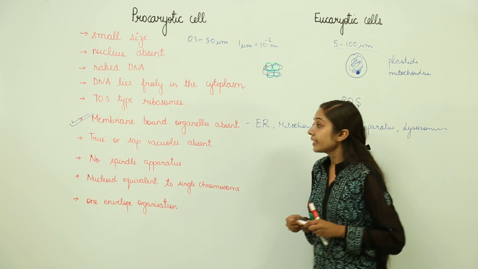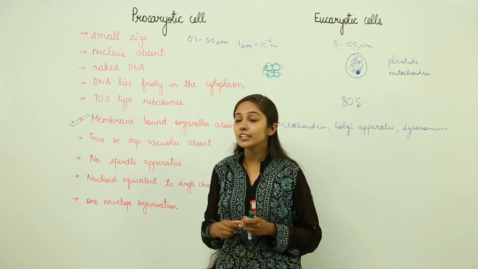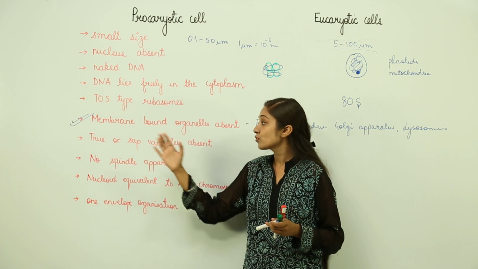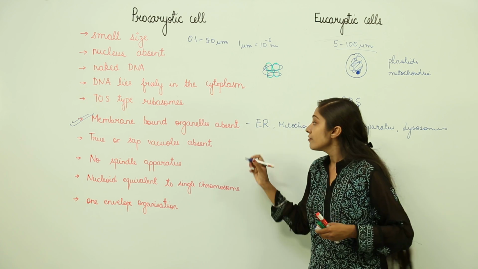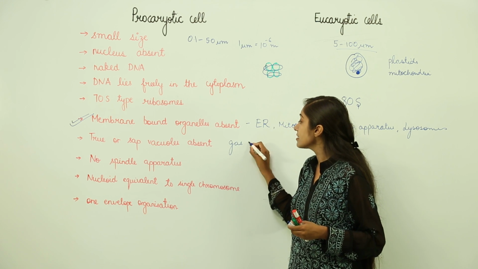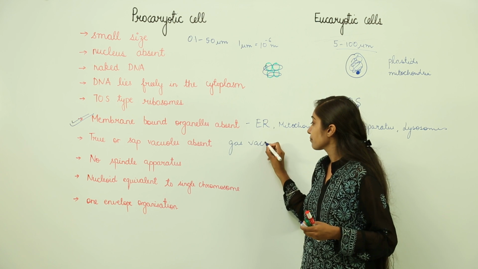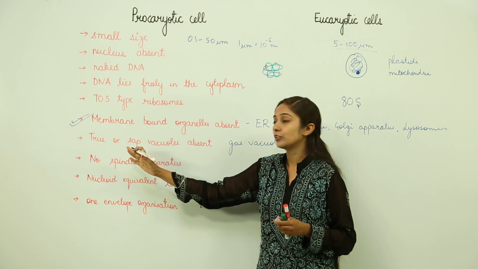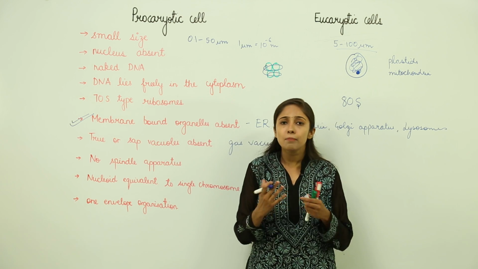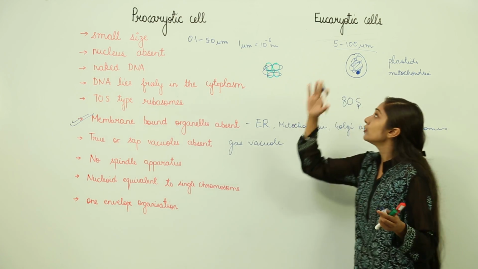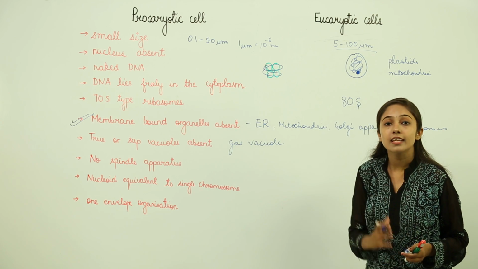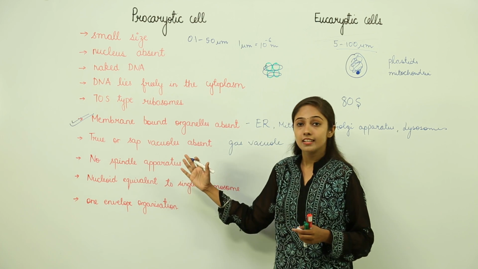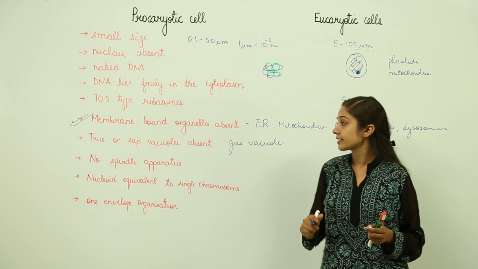Remember this. Then in a prokaryotic cell, true or sap vacuoles are absent. Instead of true vacuoles or sap vacuoles, we have gas vacuoles present in prokaryotic cells, right? So we have a gas vacuole instead of a true vacuole in a prokaryotic cell. But the opposite is the case in a eukaryotic cell. In a eukaryotic cell, we have a true sap vacuole, right? Which is not there in a prokaryotic cell.